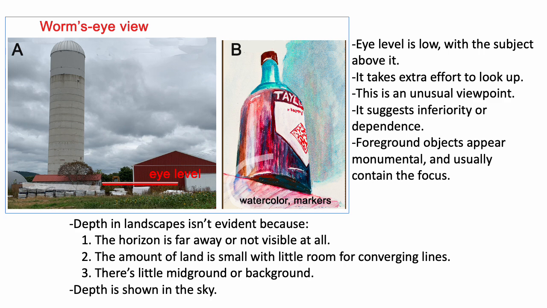Foreground objects appear monumental, like this bottle, and usually contain the focus. Depth isn't as evident as in the bird's eye view because the horizon appears far away. There's little land here, so converging lines are confined to a small amount of space, and there's little midground or background. So artists often show depth in the sky, usually with clouds.